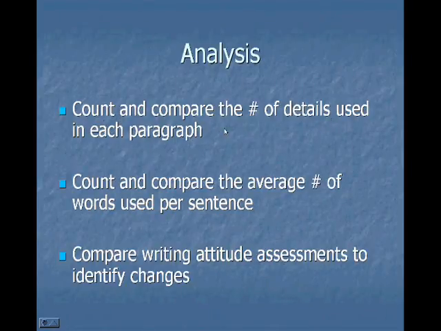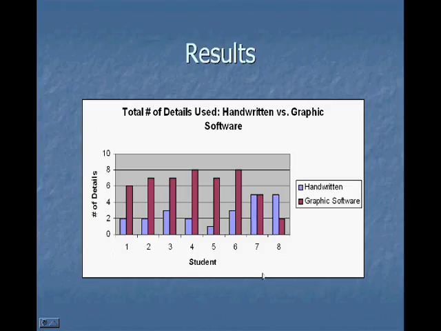For my analysis, what I did was I counted and compared the number of details used in each paragraph. So I compared the handwritten number of details versus the software-based compositions. I counted and compared the average number of words per sentence. So were they writing longer sentences or shorter sentences with the graphic software? And again, I compared the writing attitude assessments to identify any changes. Did they like it more when they used the software? Did they like it less?